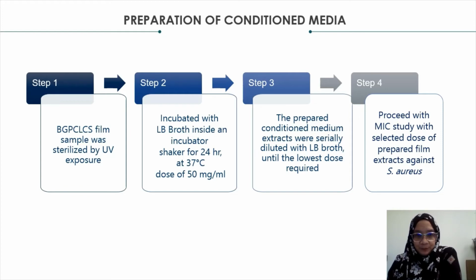20. The BG-PCL-CS conditioned medium extract was serially diluted until the lowest dose of 0.39 mg per ml. Then step 4, proceed with MIC study with selected dose of prepared film extract against Staph aureus.